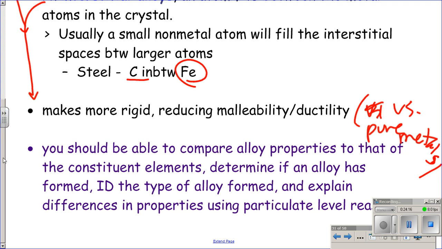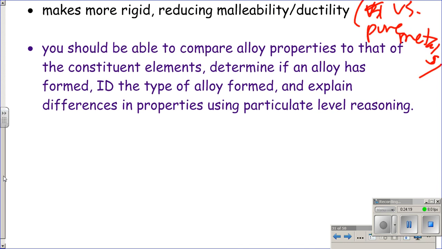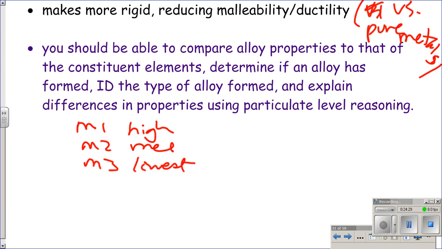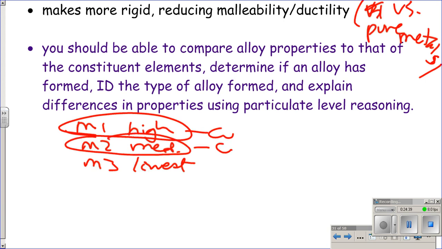Okay, so basically you have to be able to say, based off data, let's say they give you metal 1, metal 2, and metal 3, and they say this one's the highest, this one's the lowest, and this one's the medium. Okay, the medium one is most likely going to be the alloy, because it's a blend. This may have been the pure metal, like pure copper or something. This may be copper and zinc, and this might be something else, like lithium or something. So they just want you to be able to compare the properties of alloys versus the pure metals and explain why.